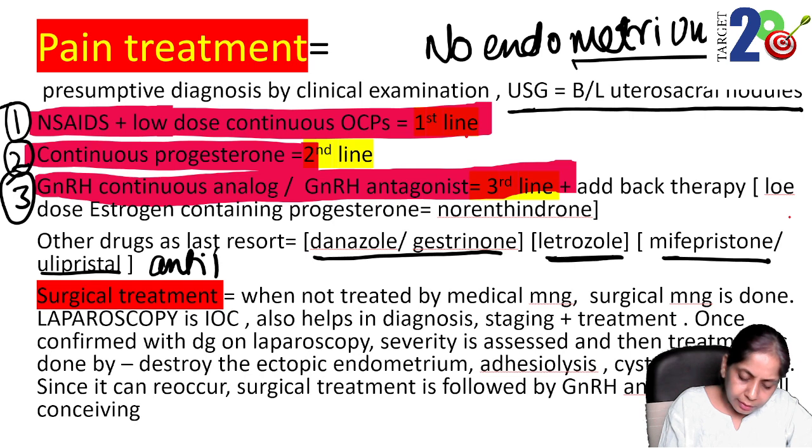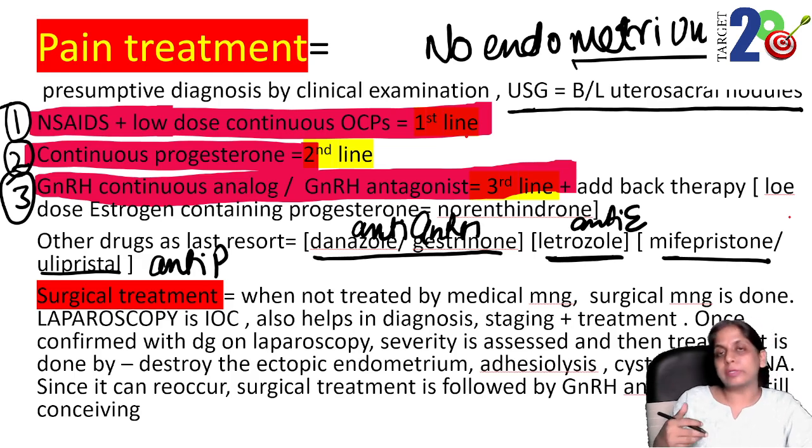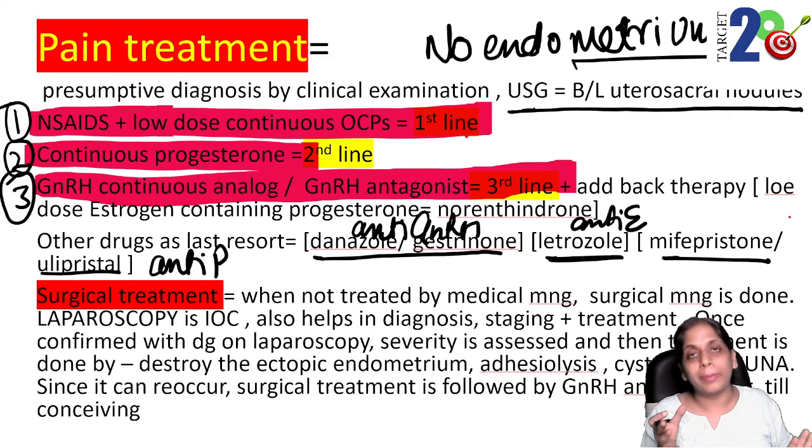So what are the other regimens? First, danazol and gestrinone are the anti-GnRH. Letrozole is the anti-estrogen, and mifepristone and ulipristal are the anti-progesterone. Now, if the patient doesn't respond to these treatments, then for the pain we will go for surgical treatment.